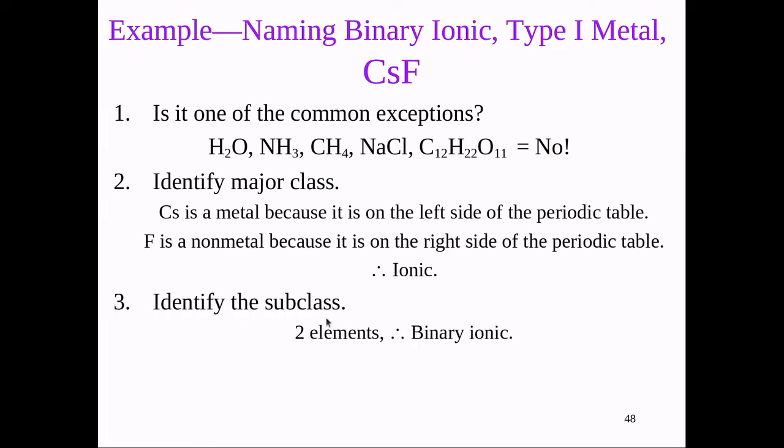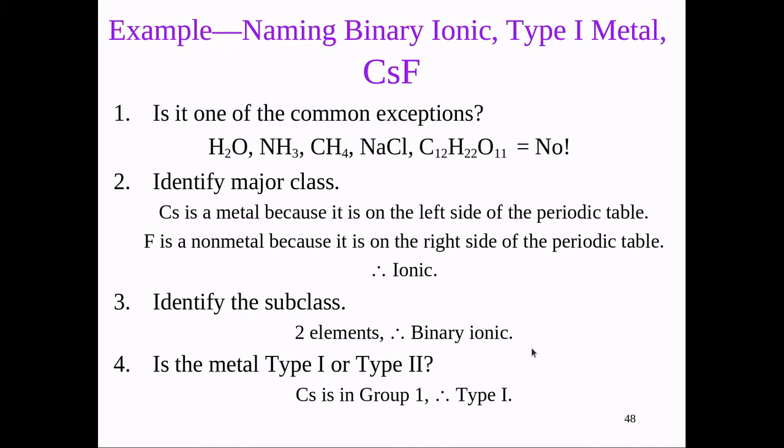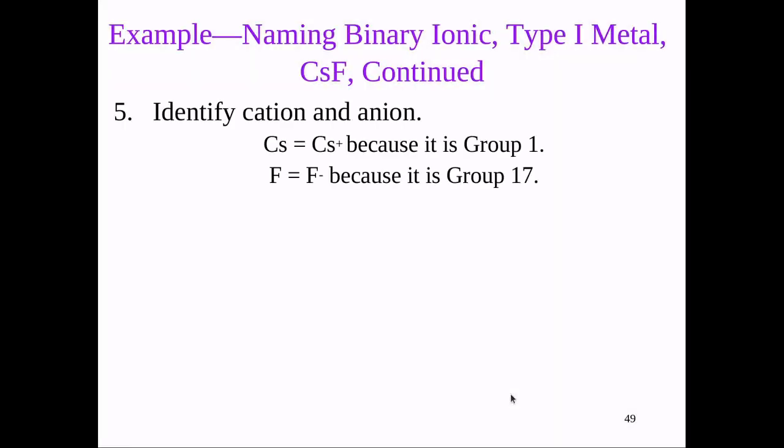Then we're going to identify its subclass. We have 2 elements, no polyatomics, so we have what we call a binary ionic. Then we have to ask ourselves, is this a type 1 metal or type 2? Do we know its charge or not? Cesium is in group 1. We know the charge on those, so it is a type 1. Next, we need to identify the cation and the anion. Cesium is in group 1, so we know it has a +1 charge. Fluorine is in group 17, and we know it has a -1 charge.